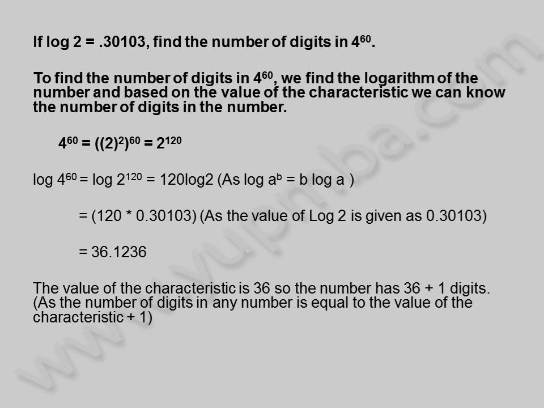As the number of digits in any number is equal to the value of the characteristic plus 1. The number of digits in 4 power 60 is 37. Let us see another example.